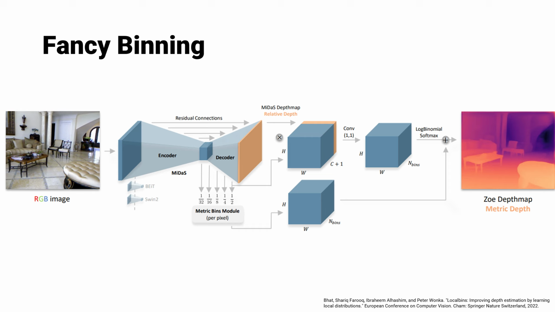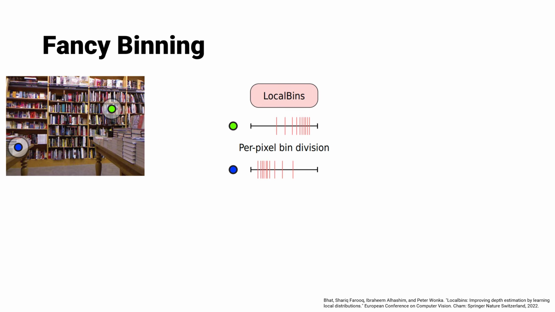This uses a fancy binning scheme, which they have adapted from a paper called LocalBins. The idea is that you have an image and you have this green pixel and the blue pixel. When you predict the metric depth, you want to bin how the relative depths are mapping to the metric depth in a completely different bin, right? So the idea is that instead of doing one binning scheme for the entire image, you would do a binning per pixel, right? In this particular case, you'll see that the green pixel bins are completely different from the blue pixel bins, and this is what gives you the high accuracy, right?